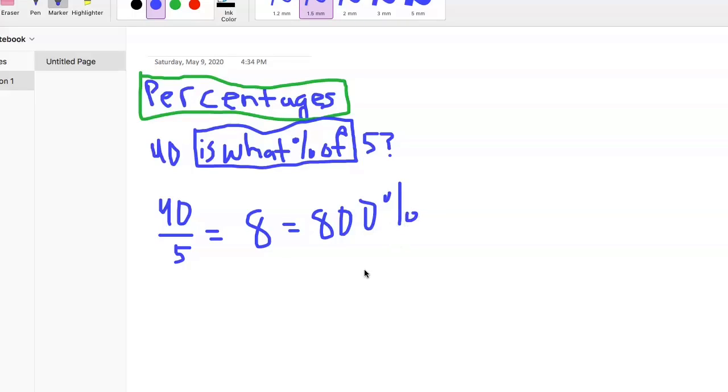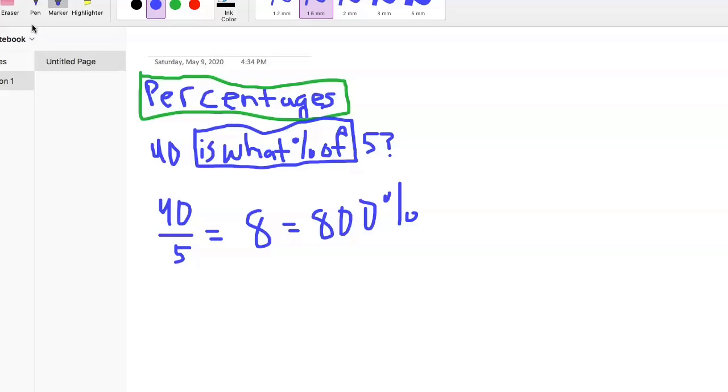Again, for other examples, 0.5 is 50%. If it's 1.3, that's 130%. If the answer is 100, that's 10,000%, right? So that's how you go about doing that.